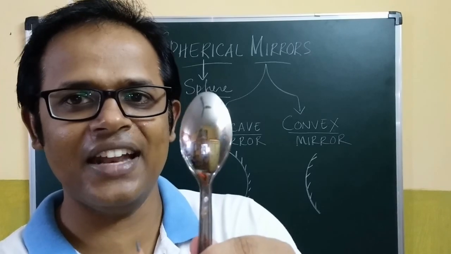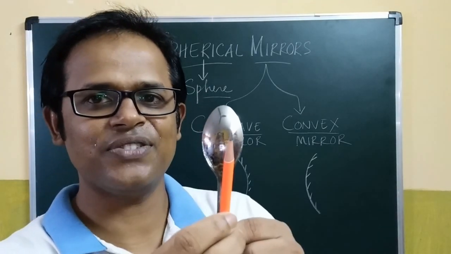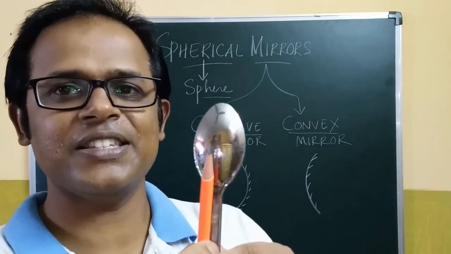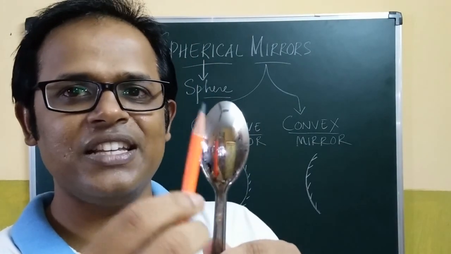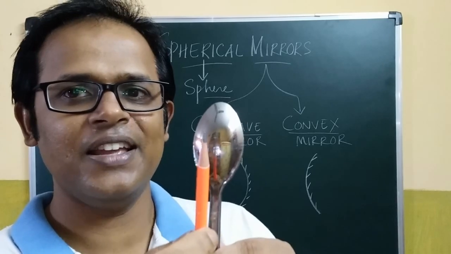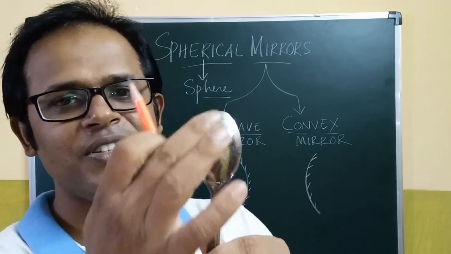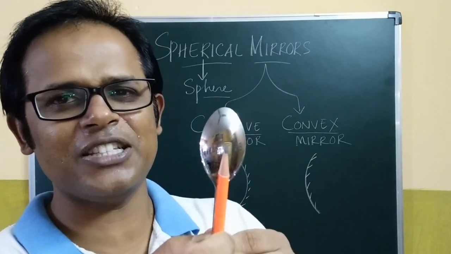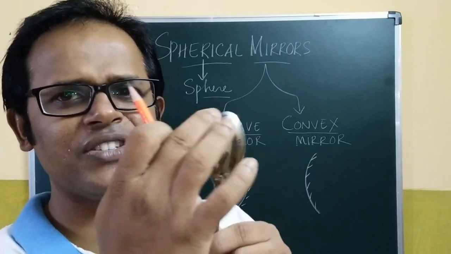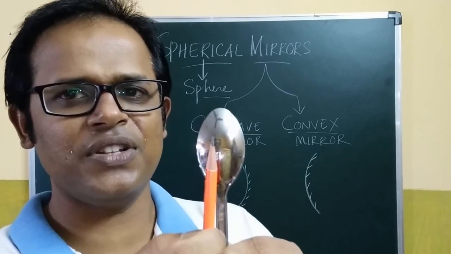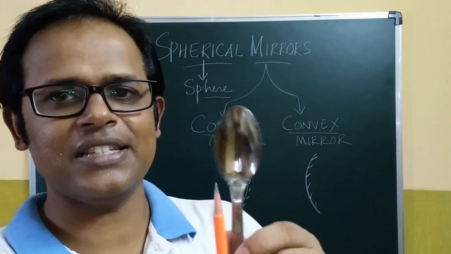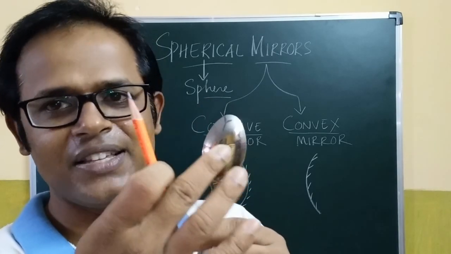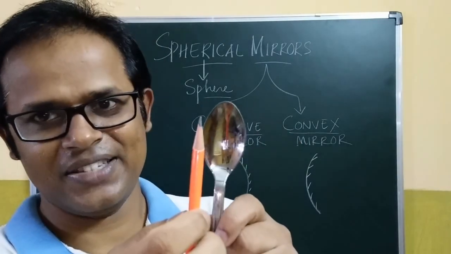But on the other hand, with the convex surface, things are very different. You can see plenty of things. You can even see the ceiling fan over there, and you can see the spoon surface, the pencil, and you'll find it is erect but smaller in size. A lot of things can be seen in the spoon if you observe it closely. So there is a difference between concave surfaces forming images and convex surfaces forming images.